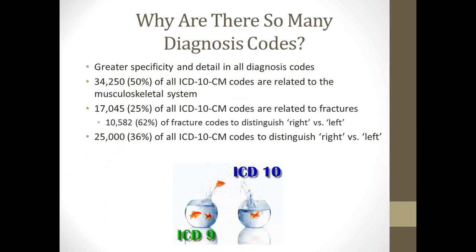Greater specificity and detail in all diagnosis codes. About 50% of all ICD-10 codes are related to the musculoskeletal system. About a quarter of them are related to fractures. It's funny because 62% of the fracture codes distinguish whether it's right versus left. 36% of all ICD-10 codes distinguish right versus left overall. So that's why there are so many diagnosis codes that we're going to have to deal with. And the rest of the world pretty much has gotten on board with this. We're kind of late to implement this in the United States.